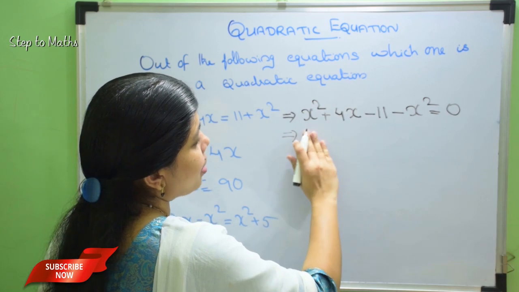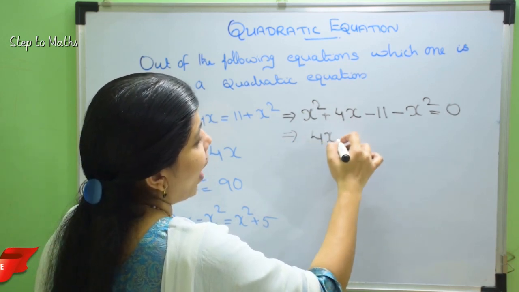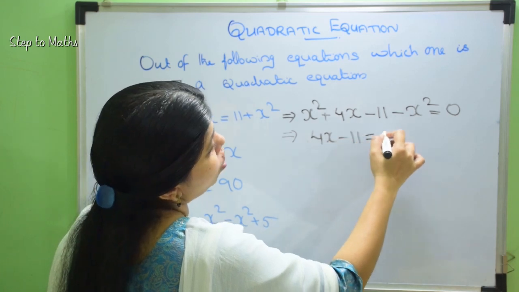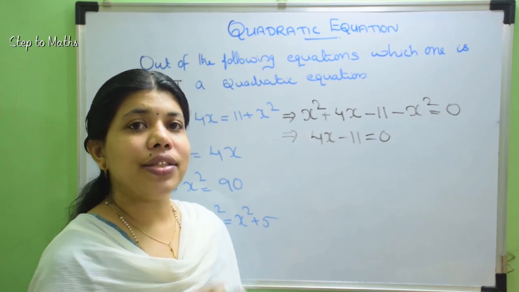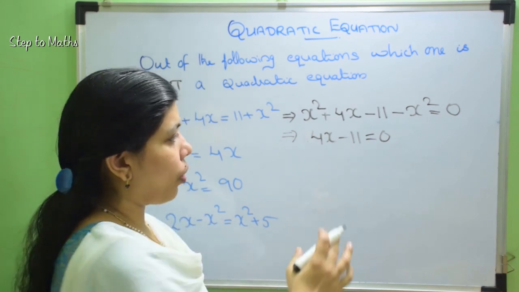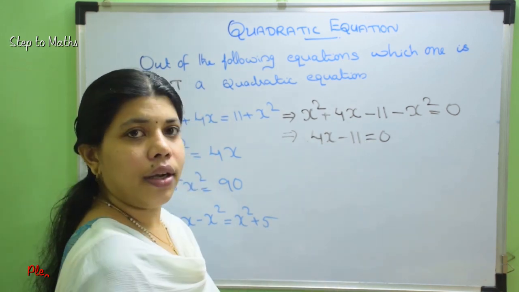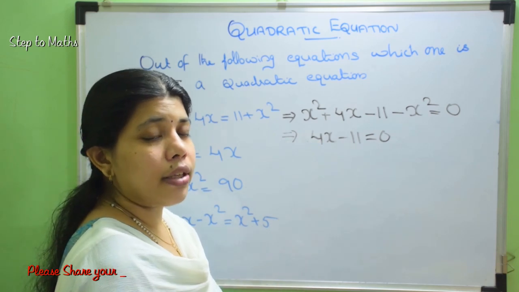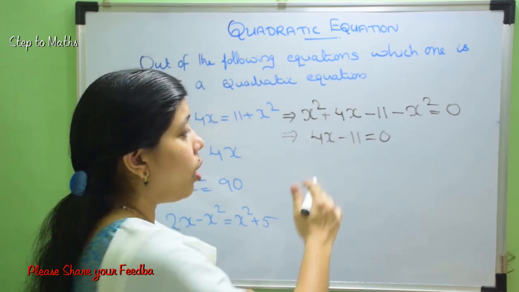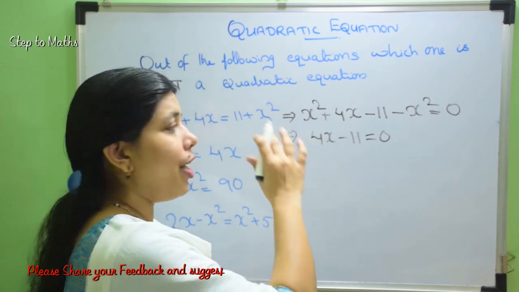How can we write this equation again? 4x minus 11 equal to 0, plus x square and minus x square. x square minus x square is 0. So the remaining terms are 4x minus 11. The highest power of the variable is 1. That means it is not a quadratic equation.